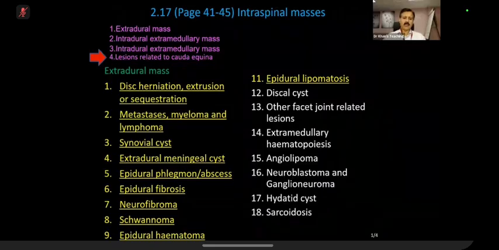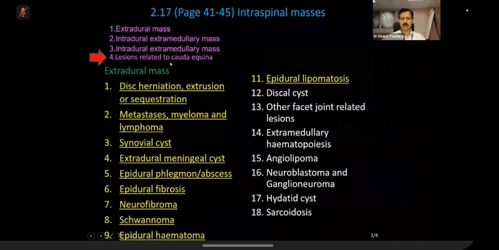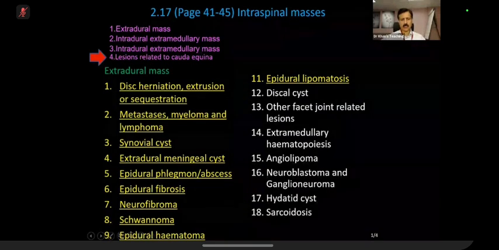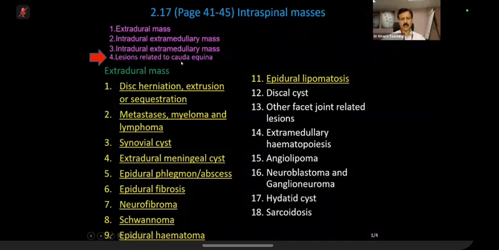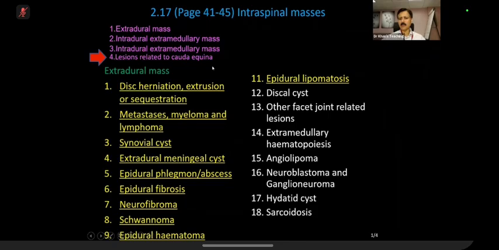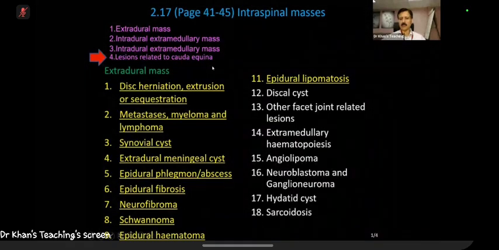Now, we are in the last differential of this chapter, and then we will just do a few viva cases. Now, lesions related to cauda equina. In the latest Chapman, this is a new heading which has come up. Many at FRCR 2B level get a bit confused. I have already shown you a myxopapillary ependymoma at that level, but I'm showing you a few inflammatory processes.